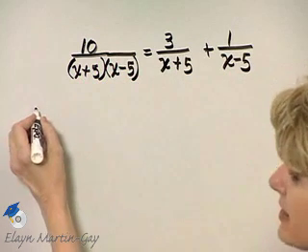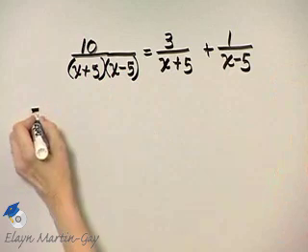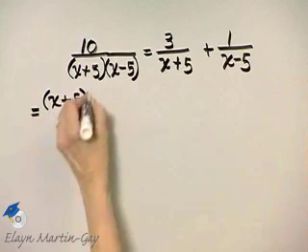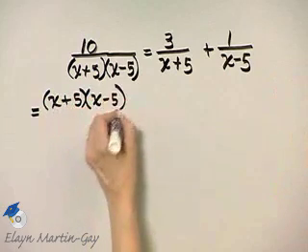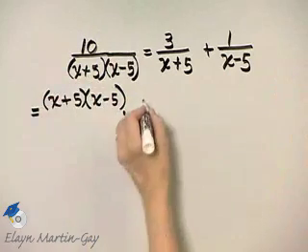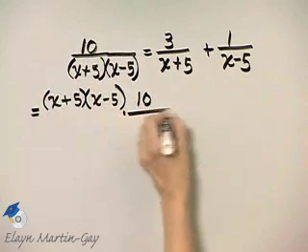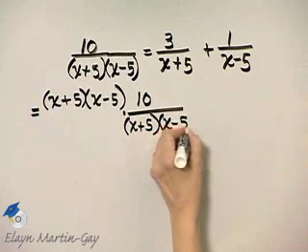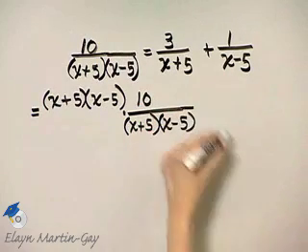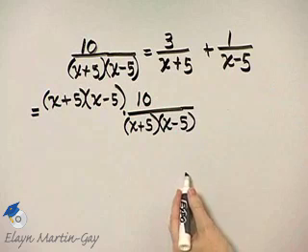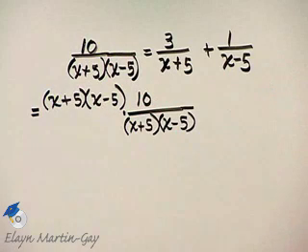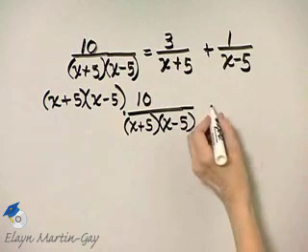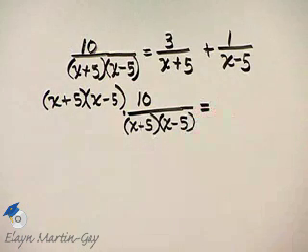So let me see if I can make this as neat as possible. But it is x plus 5 times x minus 5 times this rational expression, 10 over x plus 5 times x minus 5. Now, I may end up going around on the second or the next line, but don't let that confuse you. And by the way, there should not be equal signs there. I'm working with my equation. My equal signs go right here.